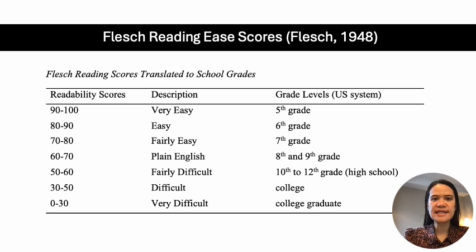Regarding Flesch reading ease scores, it was important to determine the equivalent grade level for each Flesch reading ease score. The grade level assignments are based on the US education system. For example, a readability score of between 0 to 30 would mean that the text is appropriate for college graduates, and anything that's between 90 to 100 means that the text is very easy and suitable for grade 5 students in the US system.